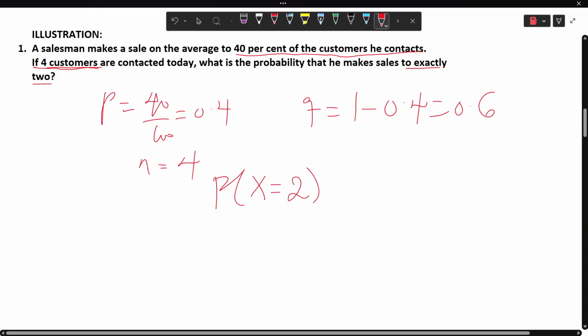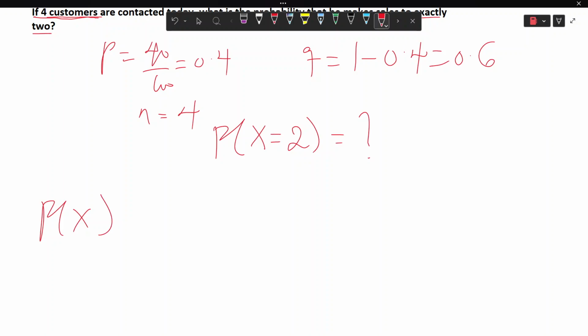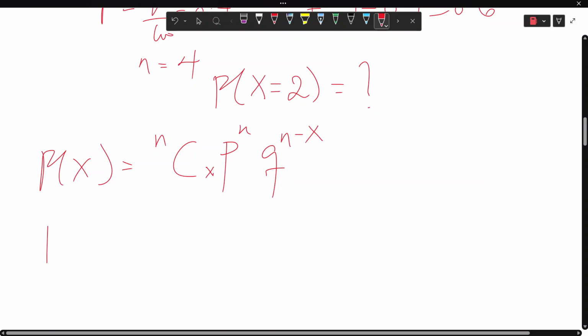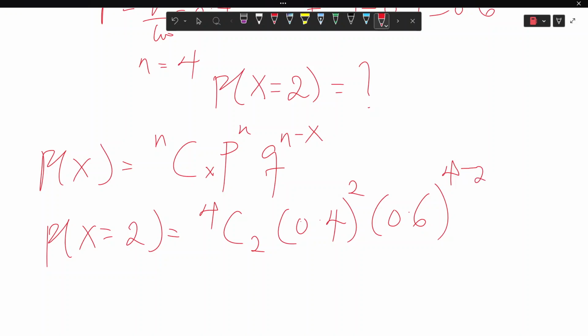So now, we know that for the binomial distribution, the probability is given by n combination x, p to the power x, q to the power n minus x. The probability that x is equal to 2 is given by our n, which is 4 combination 2, times 0.4 to the power x, which is 2, and then 0.6 to the power n minus x, which is 4 minus 2. So we have 4 combination 2, 0.4 to the power 2, 0.6 to the power 2.